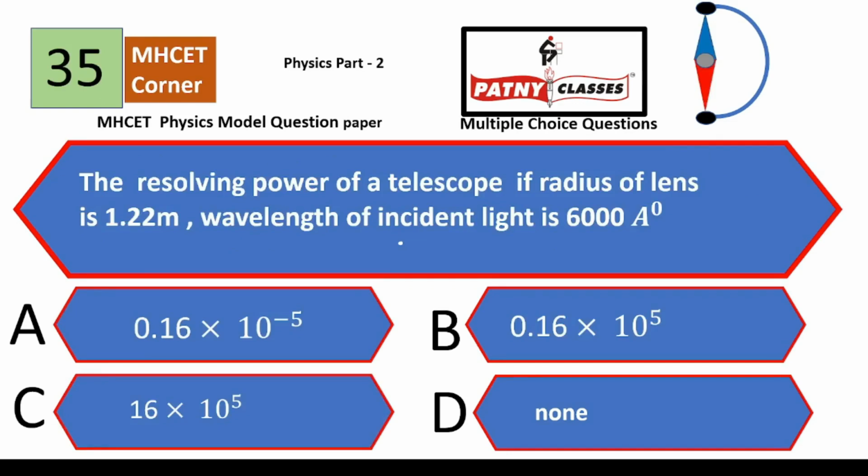Question number 35. The resolving power of a telescope if radius of lens is 1.22 meters and wavelength of incident light is 6000 angstrom units. Option A, 0.16 into 10 raised to minus 5. Option B, 0.16 into 10 raised to 5. Option C, 16 into 10 raised to 5. Option D, none.